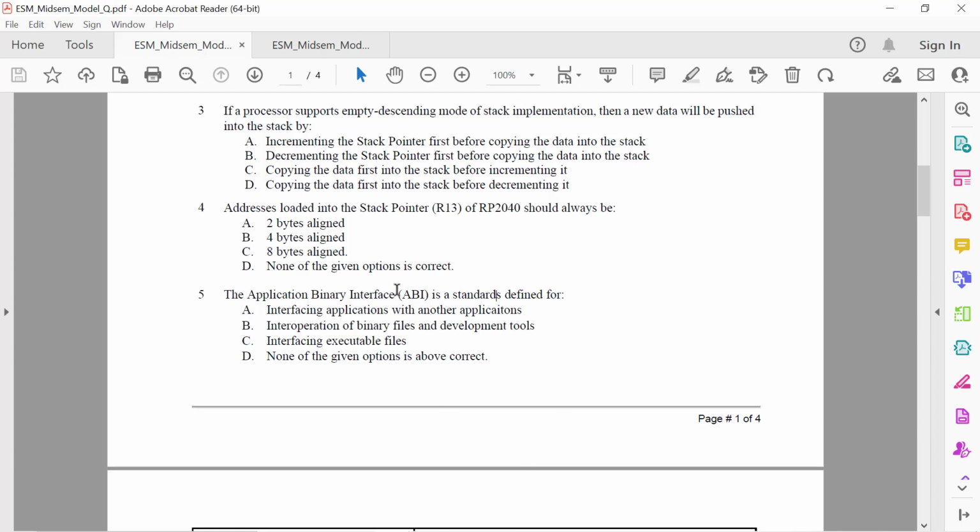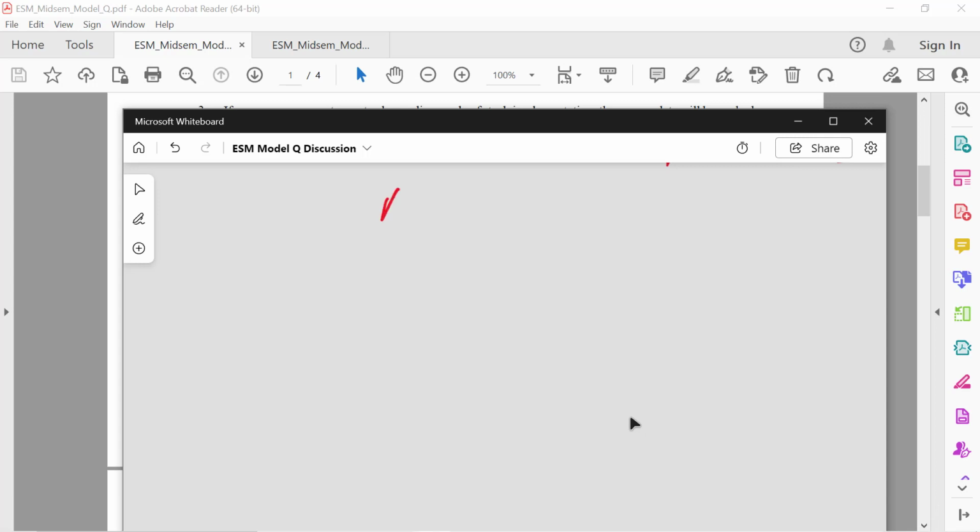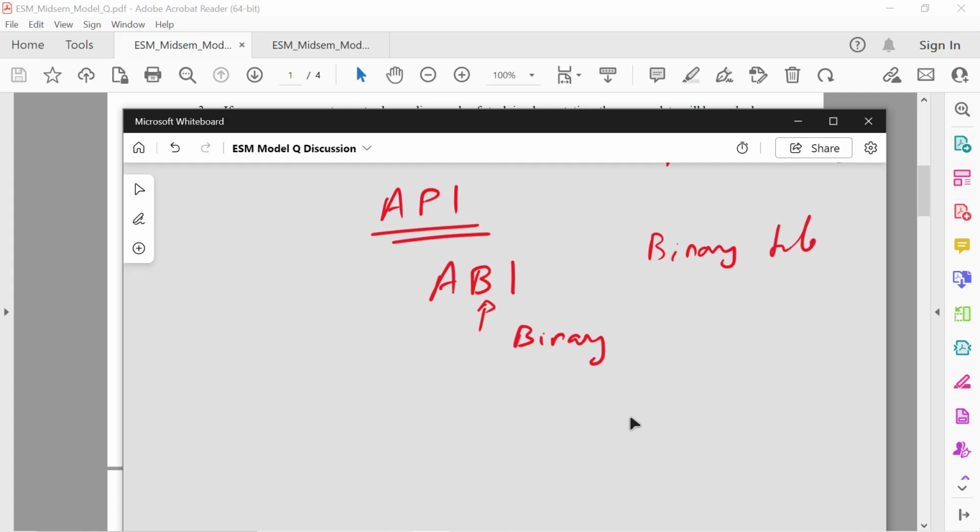Now, what is application binary interface? All of you are aware of APIs, application programming interface. ABI is application binary interface. The word binary means it has something to do with binary files. That means you and me cannot easily understand what is inside a binary file, right? So what are the binary files? An OBJ file is a binary file. A .lib is a library file, which is also a binary file.